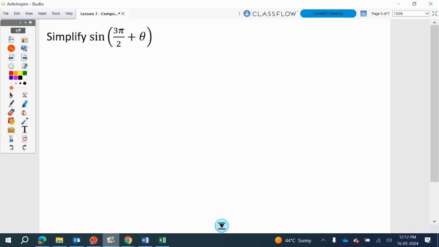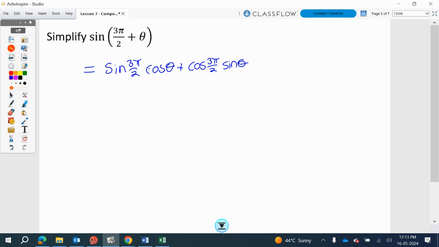So we need to expand this using the angle identities first. So we check our formula sheet. Use this one here. We've got addition of sine. So we need sine 3 pi over 2 cosine theta plus, which way around is it written? It's written this way around, cosine of 3 pi over 2 sine theta. So using the formula sheet, we get this expansion.